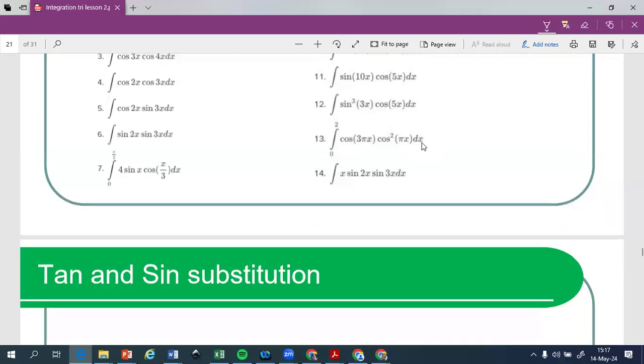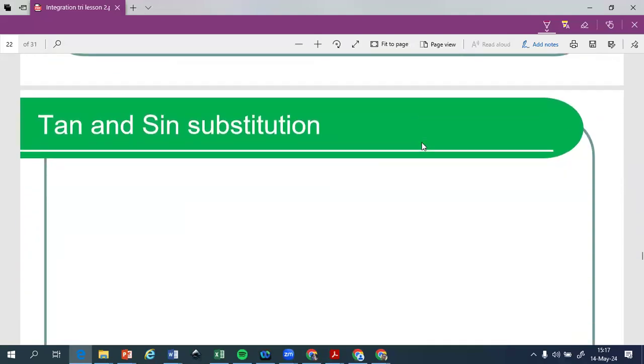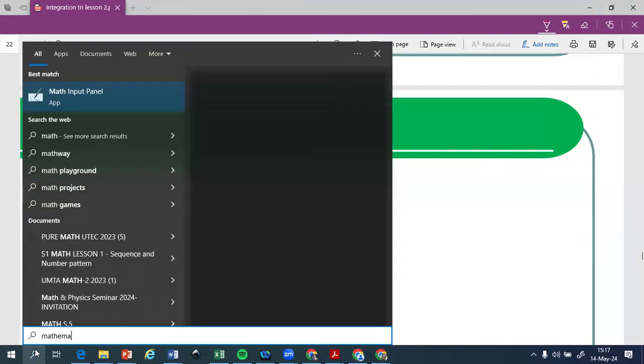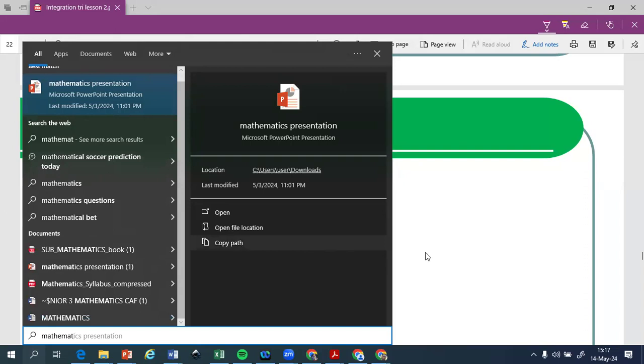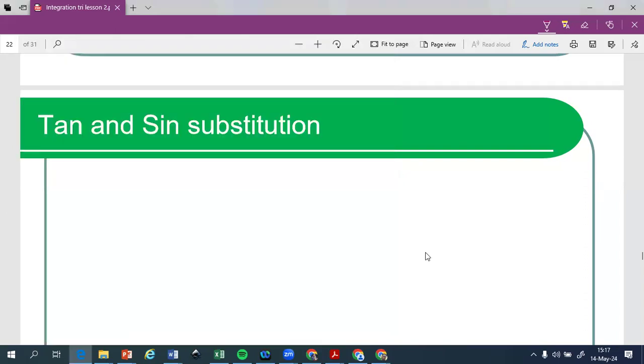Yes. Now, we are going to look at the next one, what we call tan and sine substitution. What you need to know is what we call our tan and what we call our sine. How do we deal with them? That's what we are going to deal with here. I understand that when you check the mathematical tables, at times you'll find many of those formulas given to you. And then you need to just substitute.